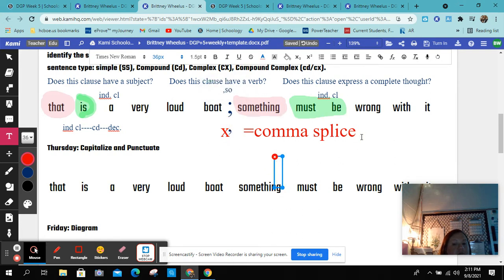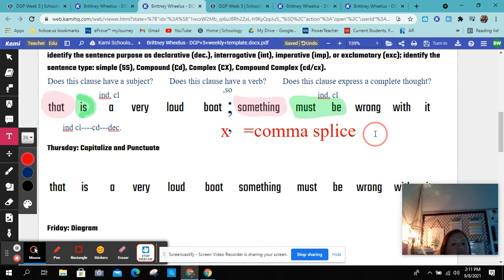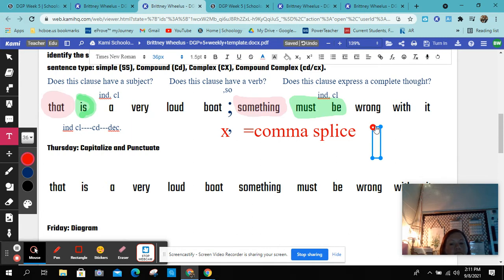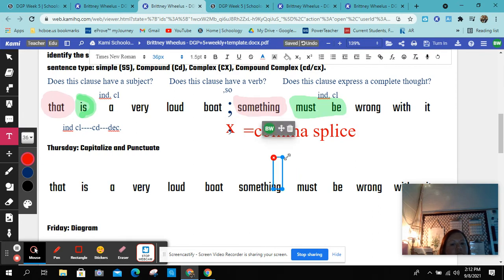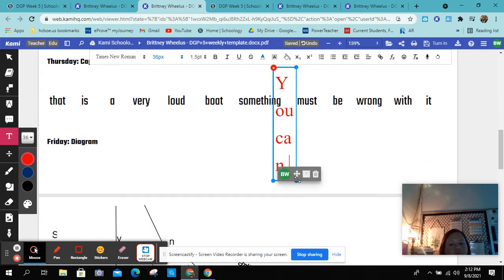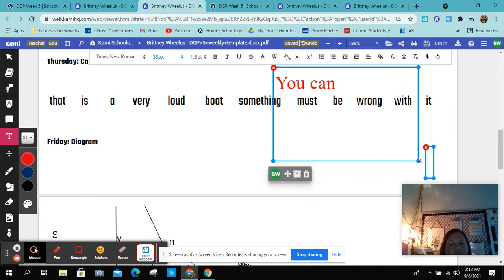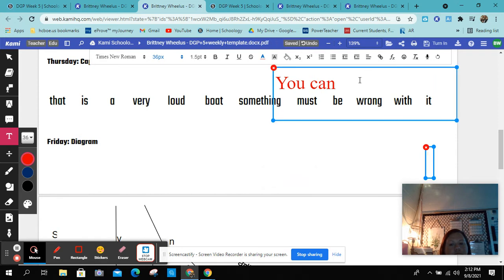Y'all remember Mr. Sellers that used to be the principal over at the elementary school a few years ago? He came down to my room one day and he said, "What is a comma splice?" And I said, "Well, it's when you try to join two independent clauses with just a comma." He said, "So you can't do that?" I said, "No, you can't do that. You either have to have a comma conjunction or a semicolon, or you have to put a period and make two separate sentences out of it."